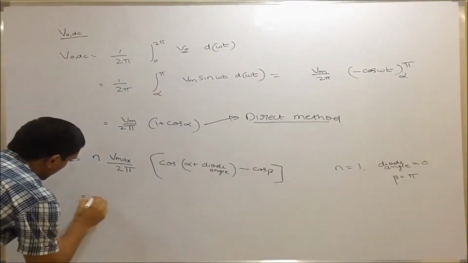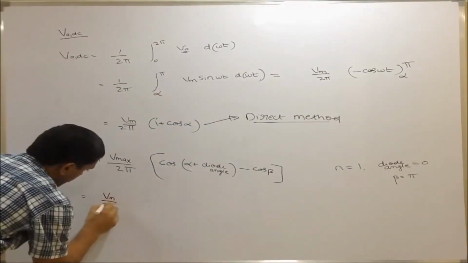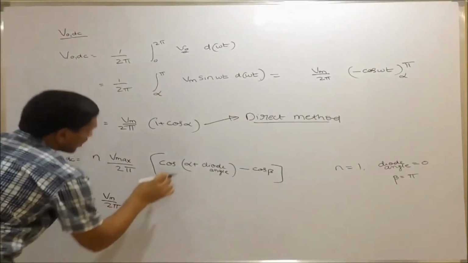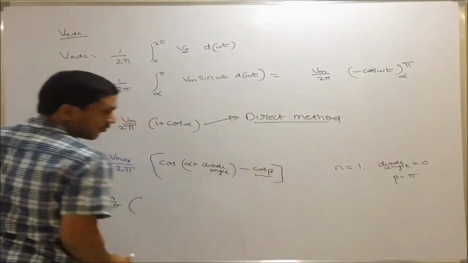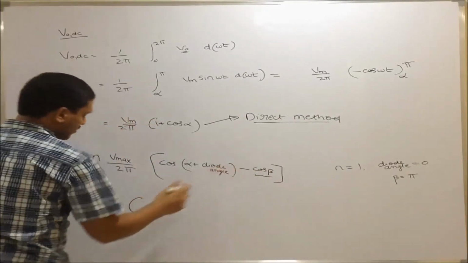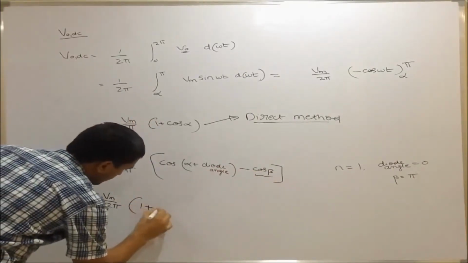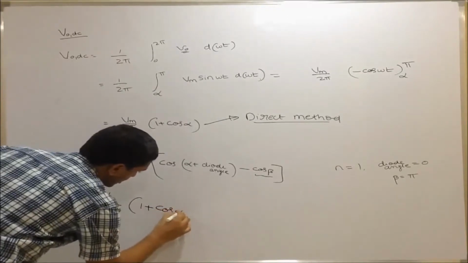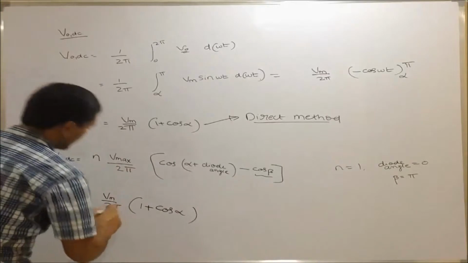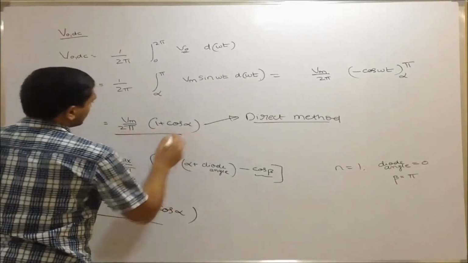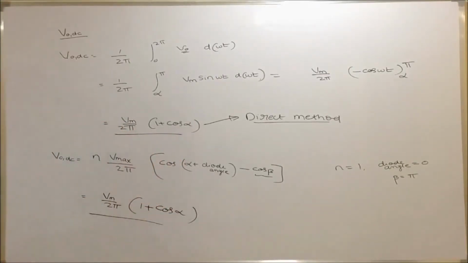So V naught DC equal to Vm by 2 pi into cos alpha plus 0 minus cos pi. Cos pi is what? Minus 1. So minus of minus is plus 1 plus cos alpha. I have rearranged it in one step. I have to write 2 steps, but I have put only one step. So this and this are the same. So Vm by 2 pi into 1 plus cos alpha.